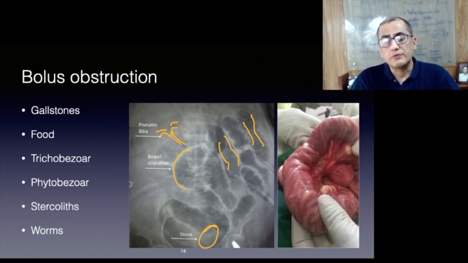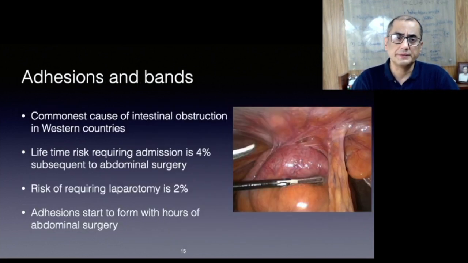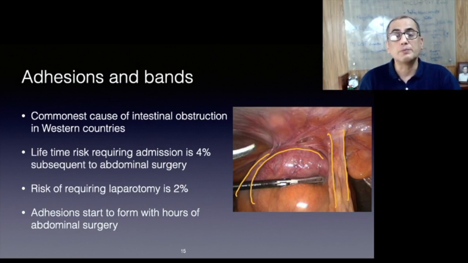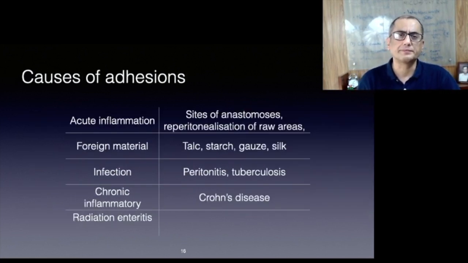Occasionally, worms may cause a perforation and peritonitis, especially if the enteric wall is weakened by conditions such as amebiasis, which again is common in these areas. In Western countries where abdominal operations are common, adhesions and bands are the most common cause of intestinal obstruction. Adhesions start to form within hours of abdominal surgery. In the early postoperative period, the onset of such a mechanical obstruction may be difficult to differentiate from a paralytic ileus. Here we can see the small bowel, and a band of omentum stuck to the parietes in this laparoscopic view.